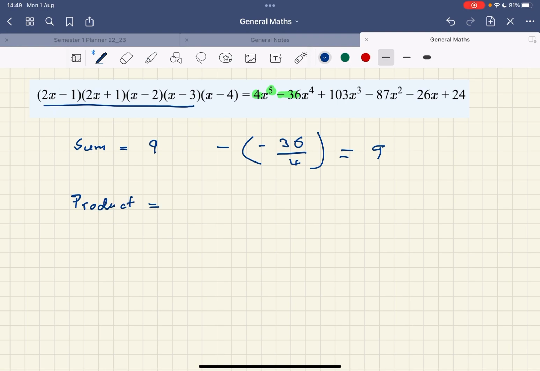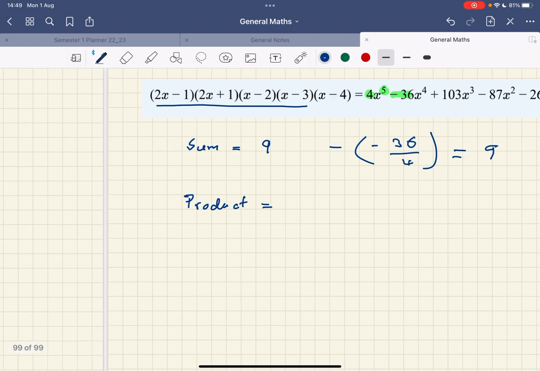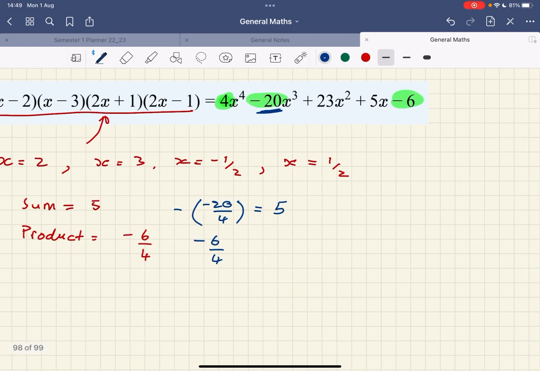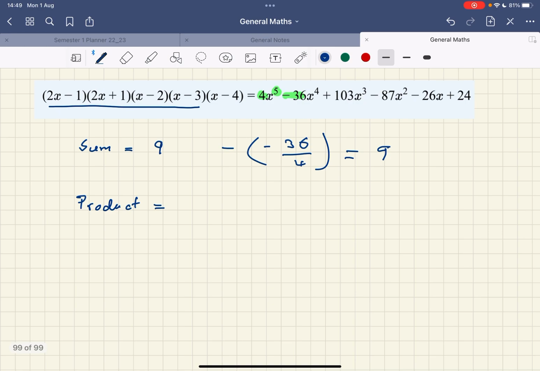And what we did before with the product is we multiplied them all together, which gave us -6 over 4. And then we're going to times it by 4 here for the last one. So it's going to give me -6. Now, what we did before is we took this 24, or the number at the end here, and we divided by 4. And that's going to give us 6. But here we've got a -6.